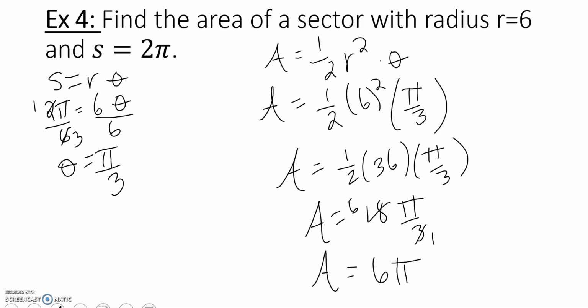And you can also round that out if you like. And if you plug that in your calculator, let's see what we get. 6 times pi ends up being 18.849. I'll just say 18.85 if we round it to the nearest hundredth, okay? So that's how you will find the area of this sector.